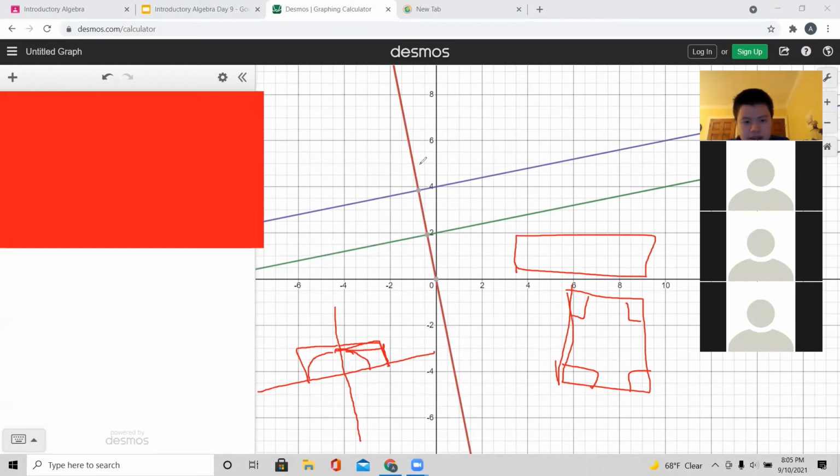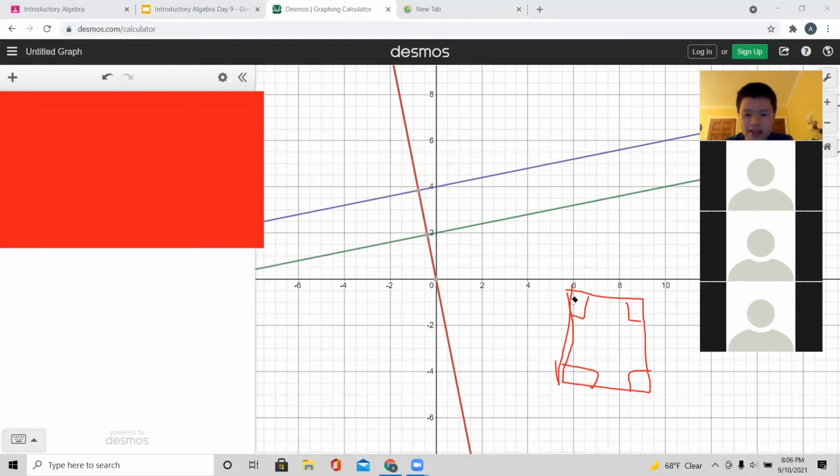So this line is perpendicular to these two lines. So how do we find these perpendicular lines without actually looking at the line itself? In other words, how do we find a perpendicular line to an existing line? So pretend this wasn't here. How would you find said line?